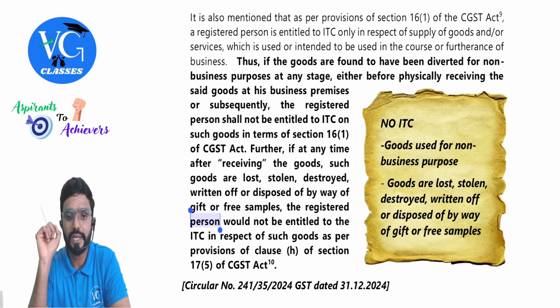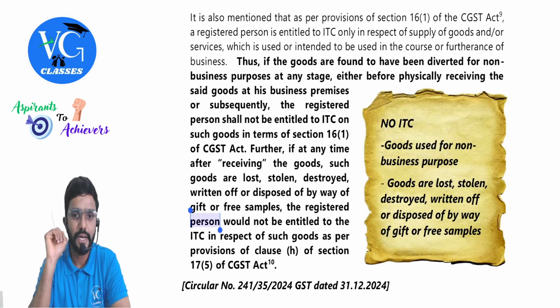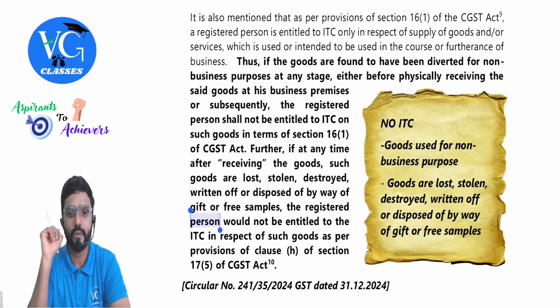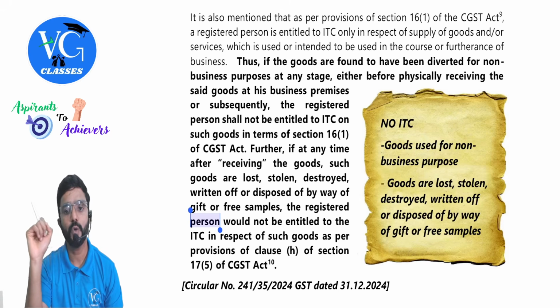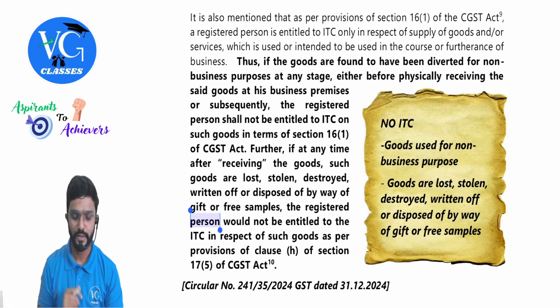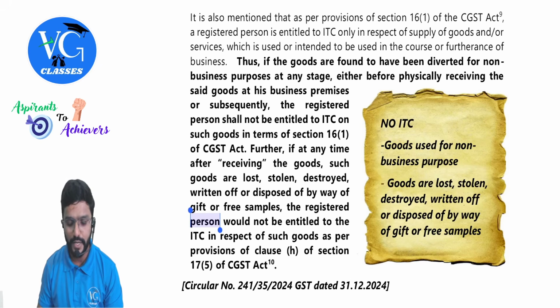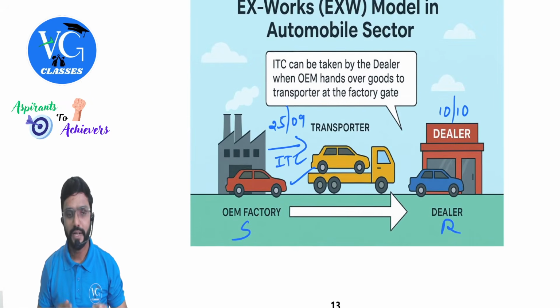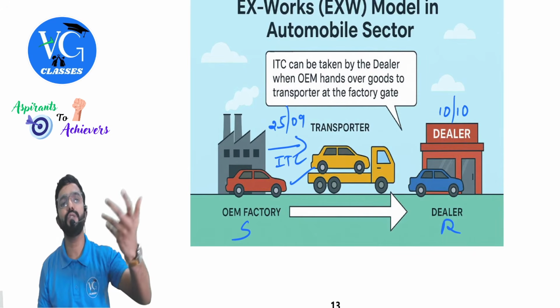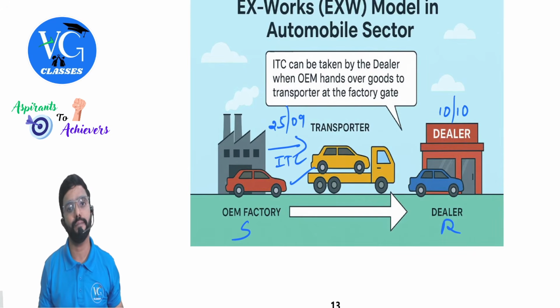It is also mentioned that as per the provisions of section 16 subsection 1 of CGST Act, a registered person is entitled to ITC only in respect of supply of goods and or services which is used or intended to be used in the course or furtherance of business. Okay, that means, sir, whatever goods the recipient is receiving, he should be using it in the business or in the future he intends to use it in the business.